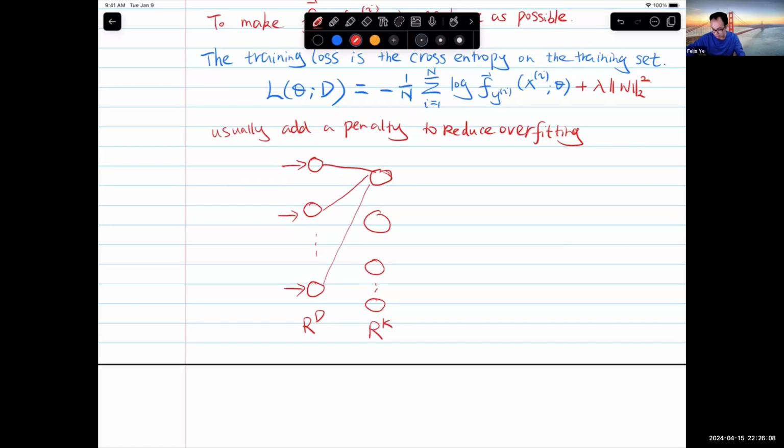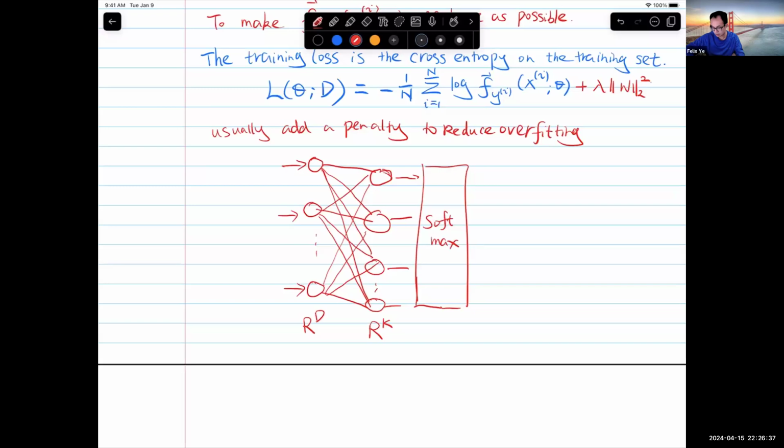And everything is fully connected. So this is a fully connected layer, which means they're all linear and fully connected. After that, I'm going to apply the softmax to turn these values into predicted probabilities. So this is my output.